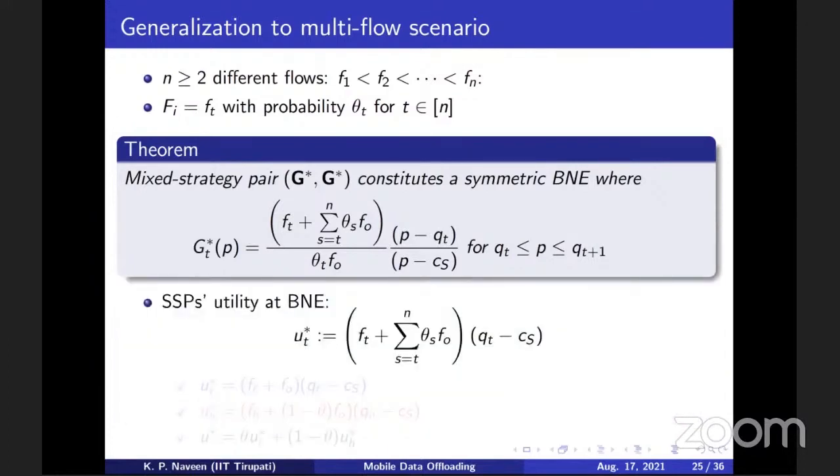Now, what is the utility achieved by the SSP at this Bayesian Nash Equilibrium? This is the utility achieved, and specifically when n is equal to 2, the case of low and high flow, you can simplify the utility to this form.